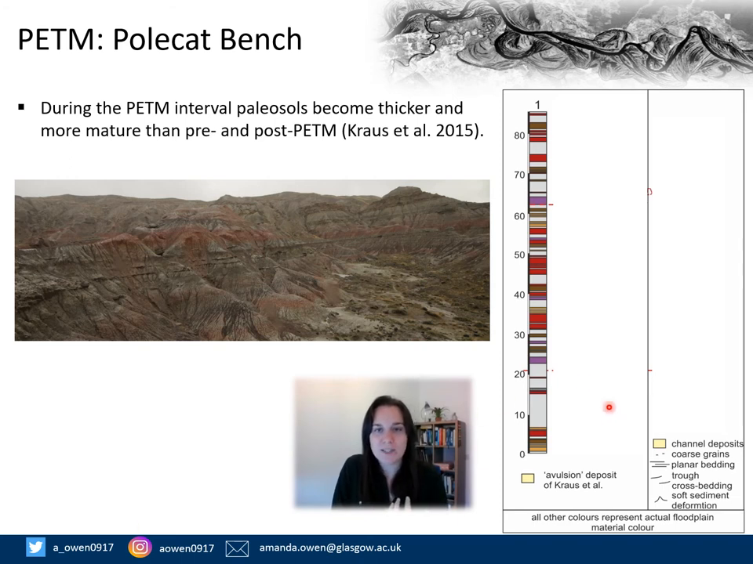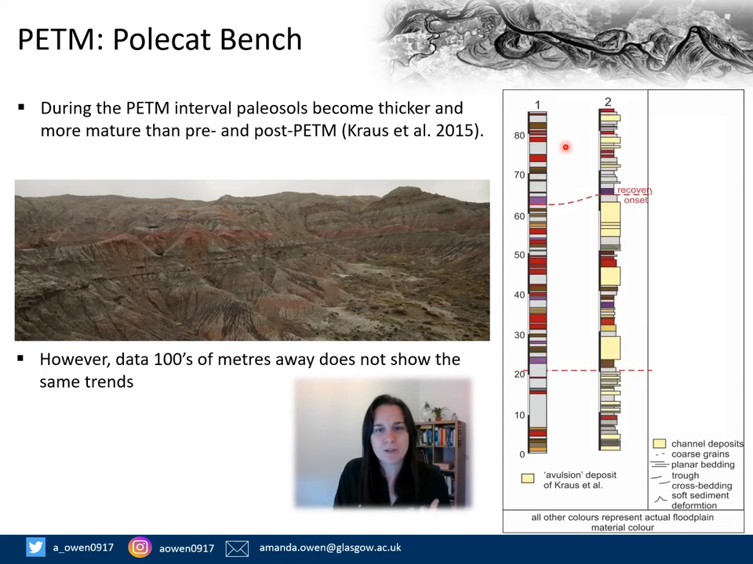So I think we can all see at this site here, we have grey rocks, grey paleosols. And then during the PETM, the rocks become a bit more red. And then although we still see some red rocks after the PETM, we don't see that dominance of the red paleosols. That indicates to us, as researcher Mary Krause found, that the soils became maturer and thicker and more red during that climate event, which matches with what we expect with the temperatures we get from isotope data.